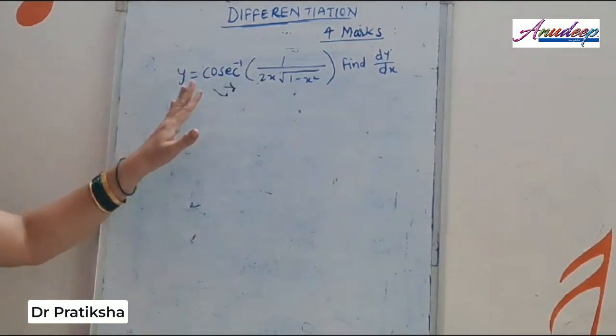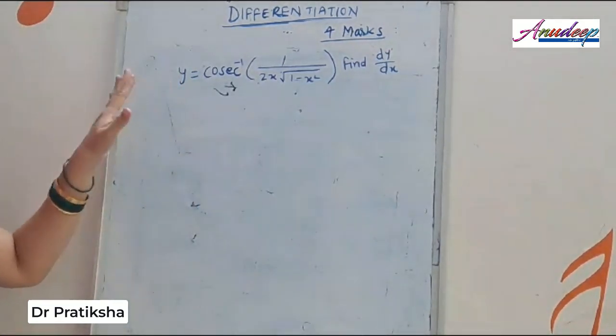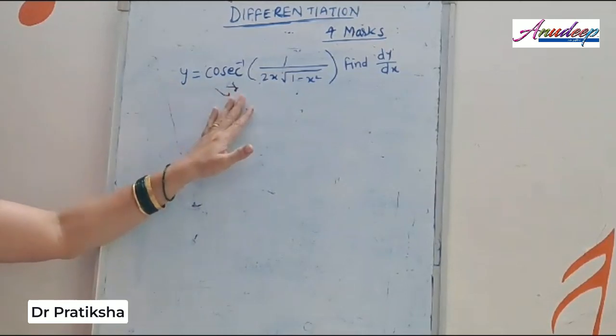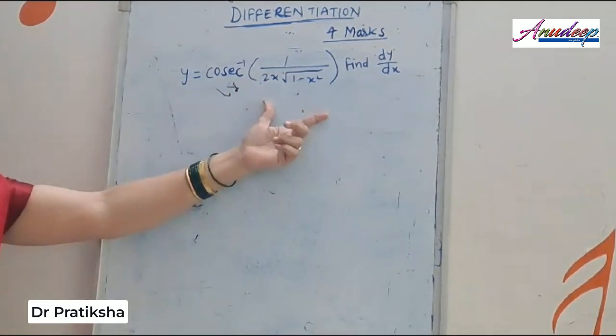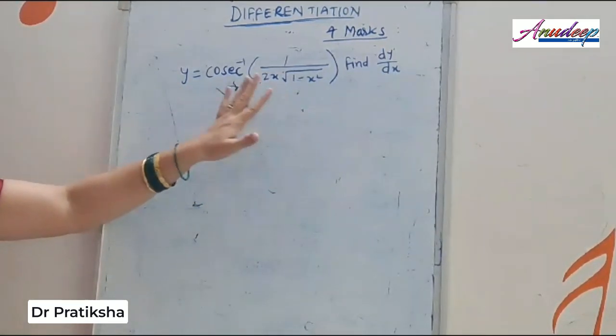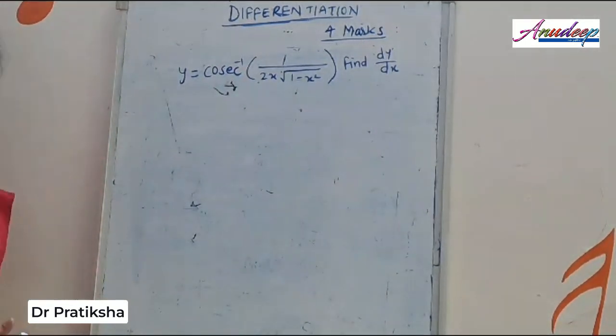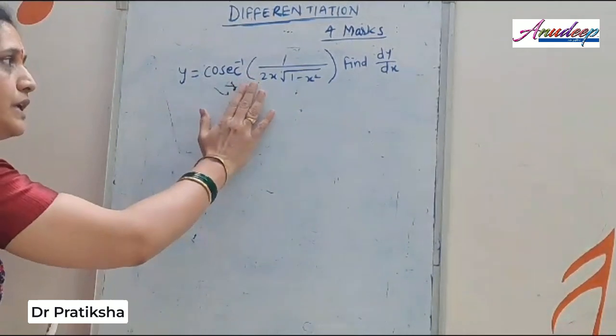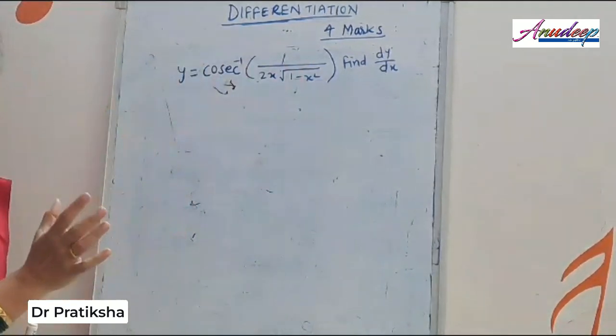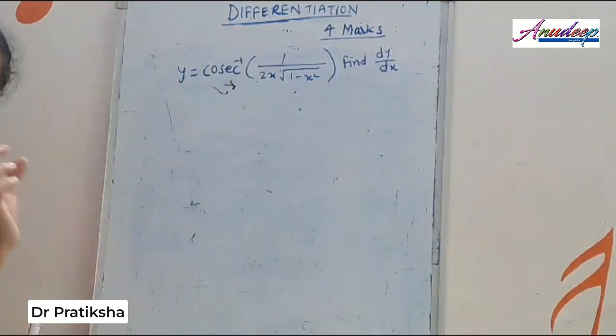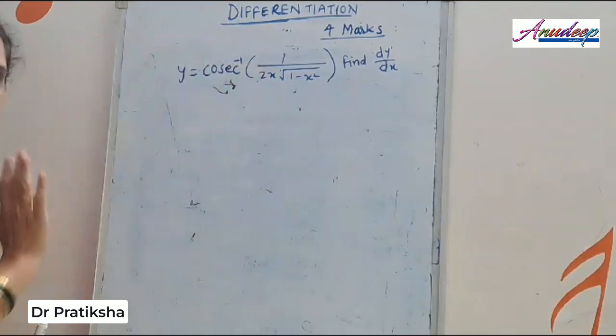So let us solve the next problem. Here we have been given y is equal to cosec inverse of the term given in the bracket. So here it is an inverse trigonometric function. And when we are solving such a problem, it is a good idea that you simplify the bracket first, that is the angle first, so that it will cancel off with the cosec inverse.